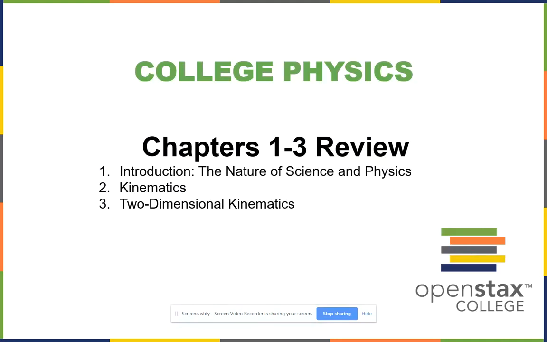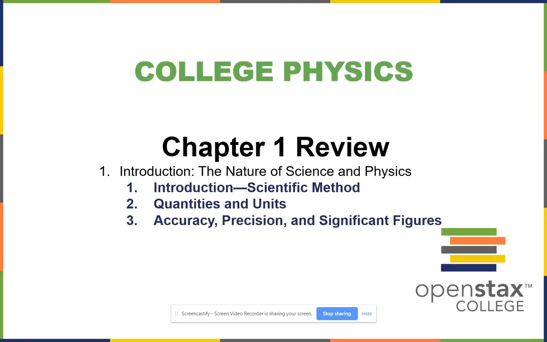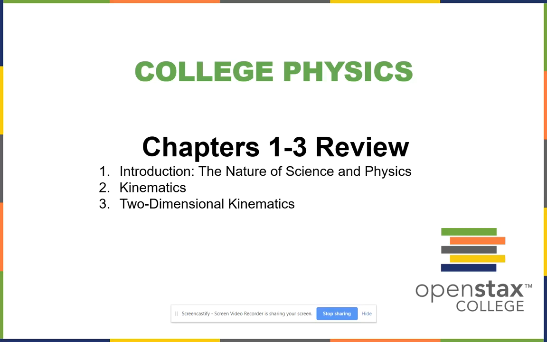So I have the questions separately. The chapters that we're covering on the exam are chapters 1, 2, and 3. Chapter 1 was on an introduction to physics and scientific method. Chapter 2, quantities and units. And chapter 3, no, that's all chapter 1. Chapter 1 is introduction to nature and physics. Chapter 2 is kinematics. 3 is two-dimensional.